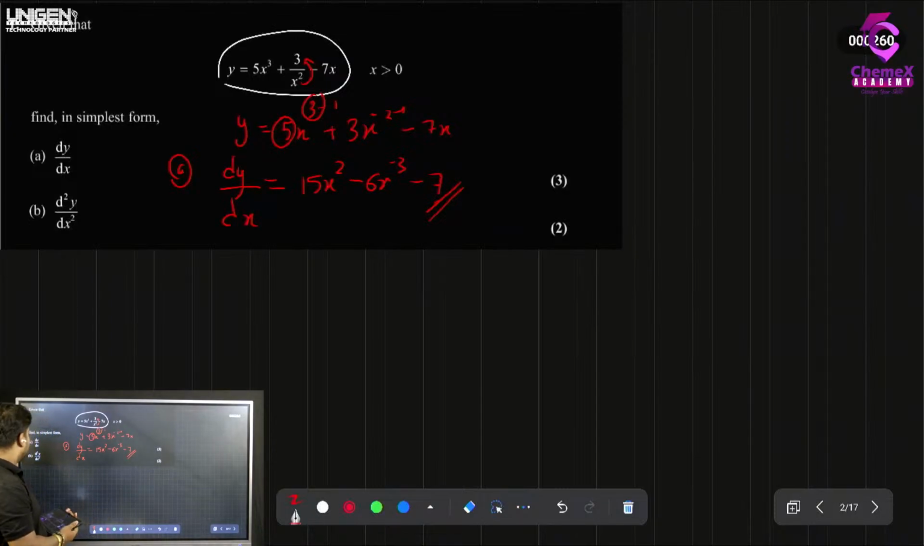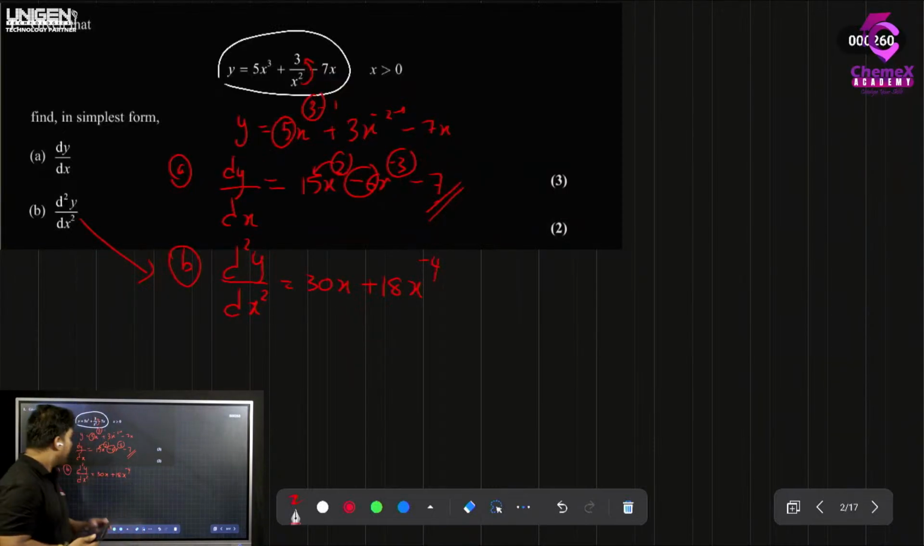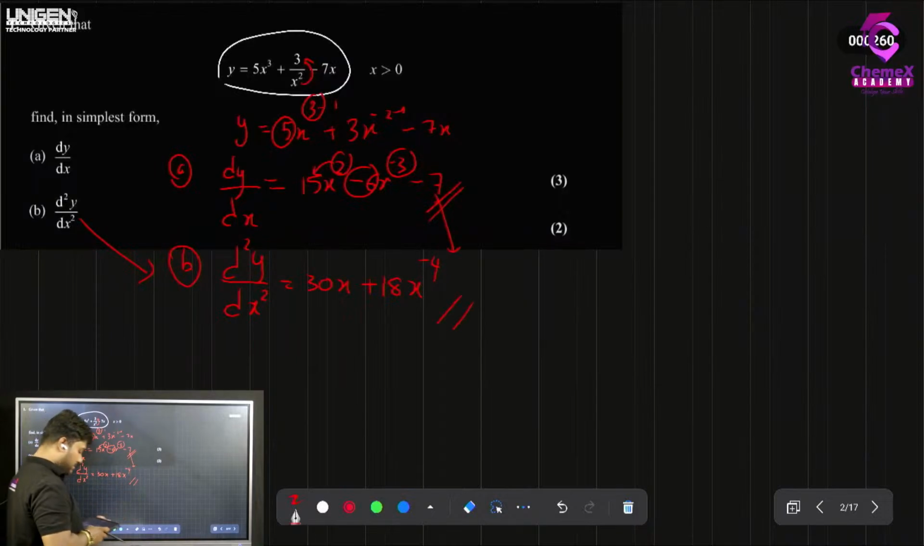Do you have any doubts with that? No, sir. Okay, then let's go for the B part, the double differential of that. How do we do the double differential? You again differentiate that term. So 5 times 2, 30x, this times this, plus 18x to the power minus 4, because minus 3 minus 1 is minus 4. Then minus 7 doesn't come. So that's the answer for the double differential. Any questions with that?